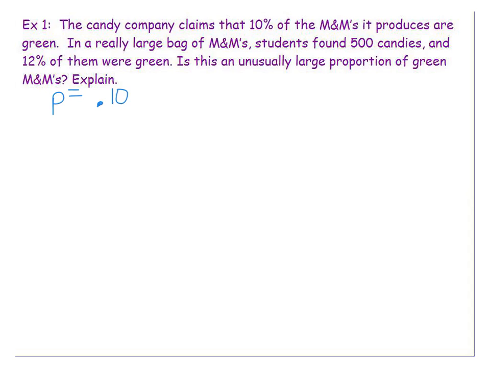We then know that in one bag of M&Ms, so there's a sample, students found 500 candies. So there's your sample size. Your N is 500 pieces of candy. And 12% of them were green. So this is data from the sample, which means that is your P hat, 0.12. So there's all of our important data.